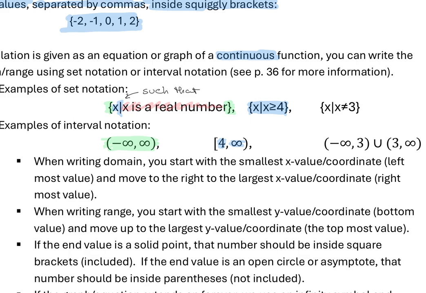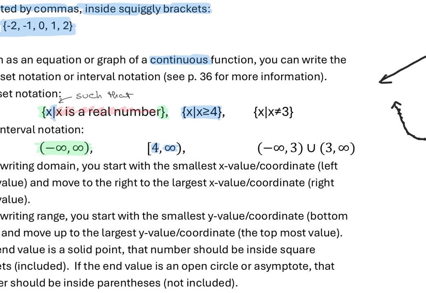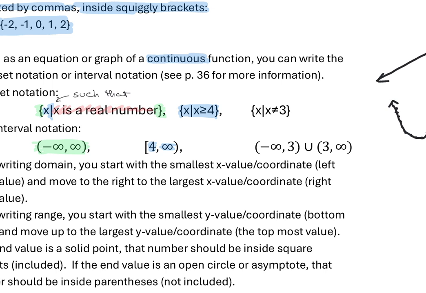And finally, our last example, we can say what x is equal to, or we can also say what x is not equal to. So for instance, in this last example, we have x such that x is not equal to 3, which means that x can be anything except 3.